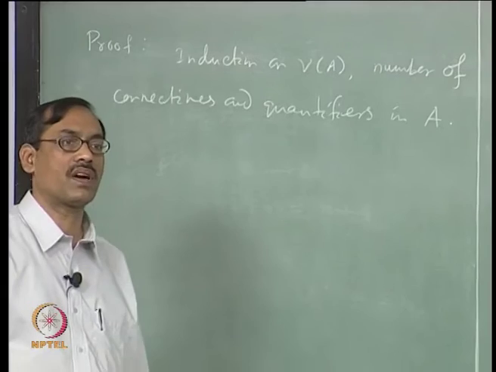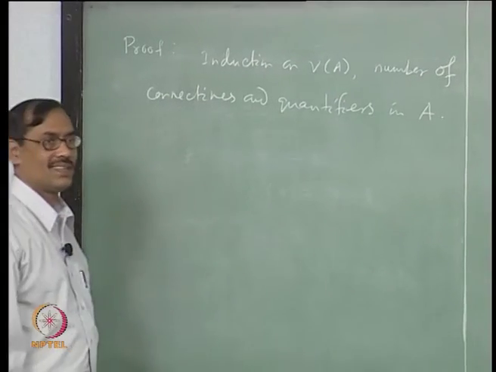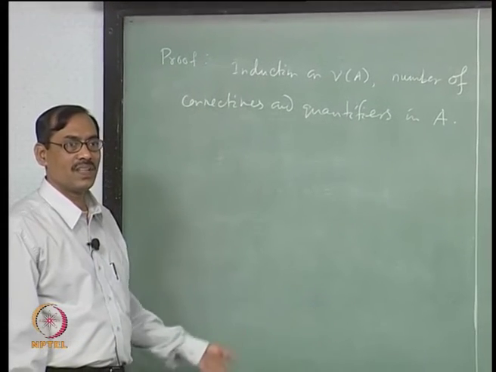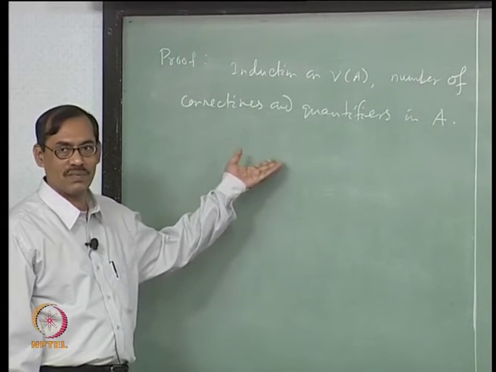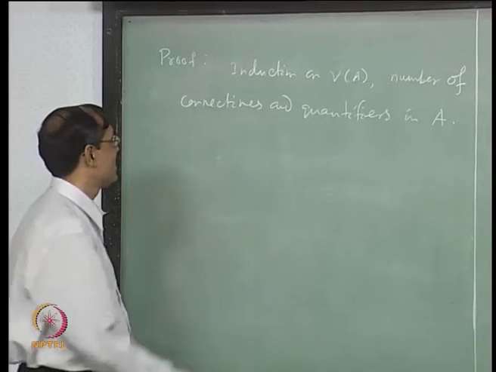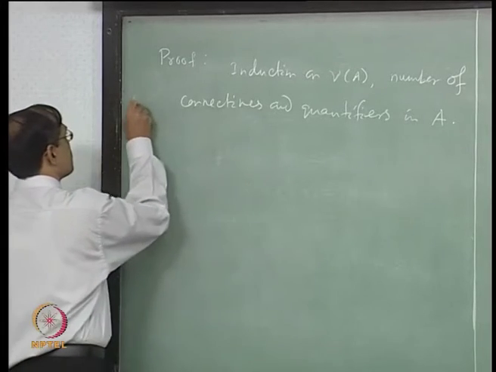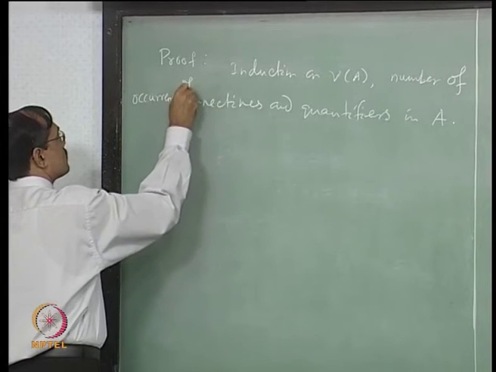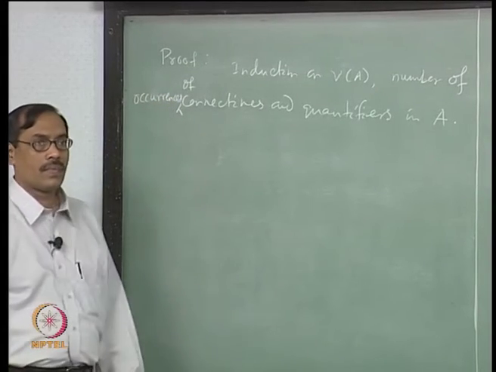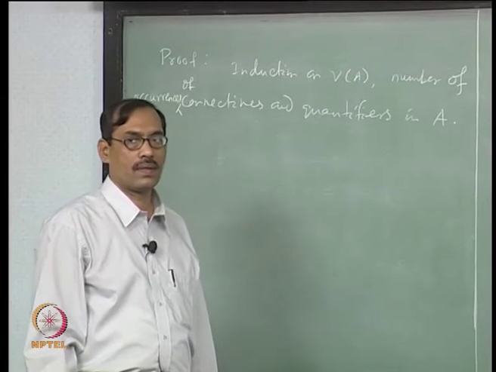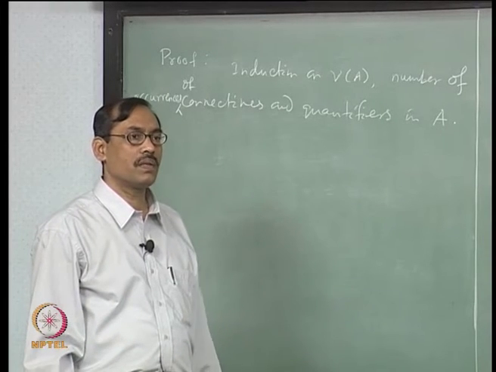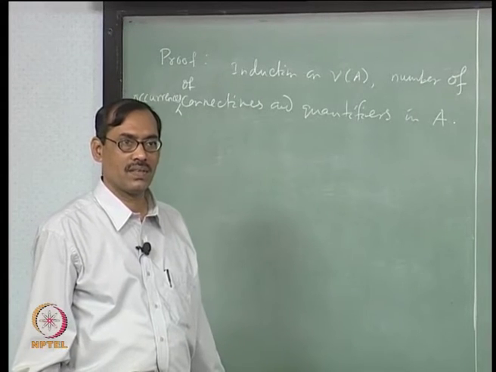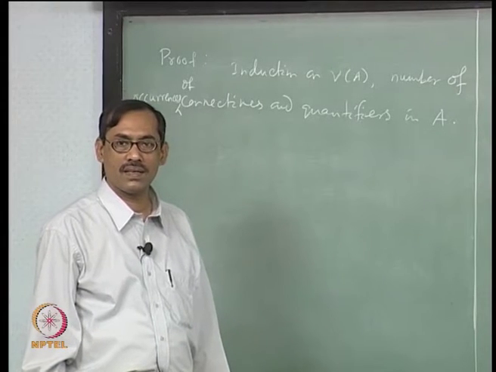So it is really the number of occurrences. There may be only one connective occurring 100 times. In that case, 100 will be the contribution to nu A, not 1. So you should write number of occurrences. Okay. So what is the basis case? No connectives, no quantifiers. Then how does A look like?